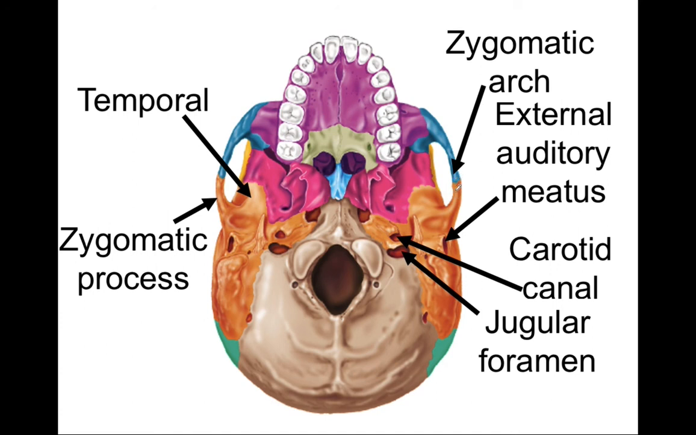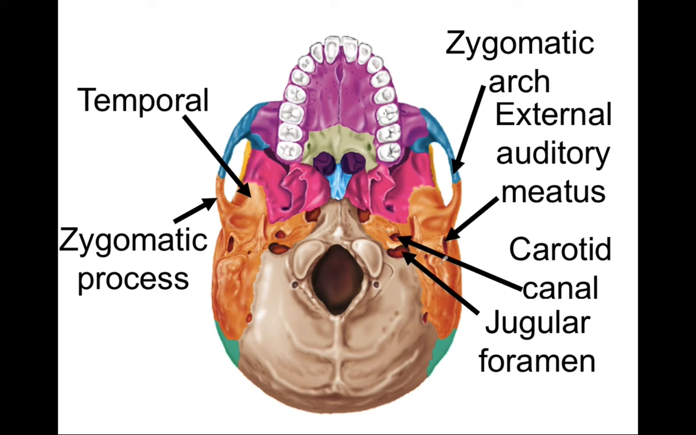In particular, we can see that this structure is known as the zygomatic process of the temporal bone. Since the temporal bone is projecting this process outward to meet and fuse with the zygomatic bone, we call this the zygomatic process of the temporal bone. That's very important that we understand that distinction. This is actually known as the temporal process of the zygomatic bone, and this is the zygomatic process of the temporal bone. Both of these structures are what contribute to the zygomatic arch.